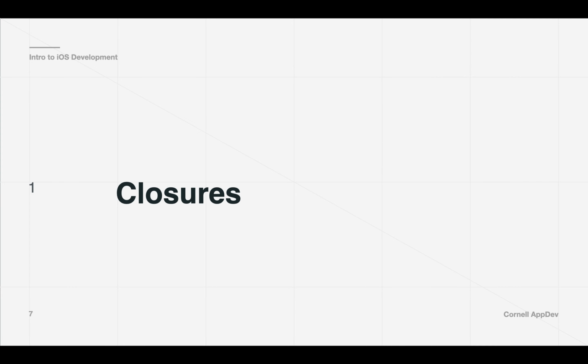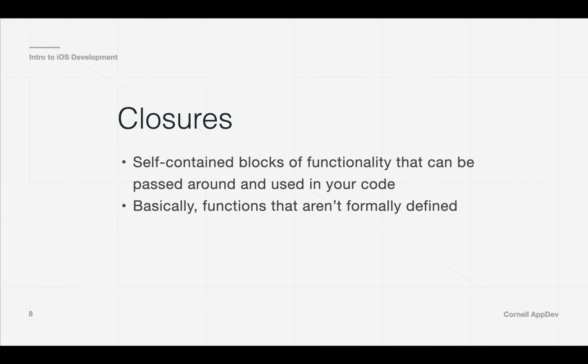Great. So the first new topic that we wanted to go over was closures. This is something you may have seen around, especially in the networking code, maybe even in the last lecture. But a little more formally, closures are self-contained blocks of functionality that can be passed around and used in your code. Essentially, it is a function that can be passed around as a variable. It's an anonymous function, if you're familiar with that term. Basically they're functions that aren't formally defined.